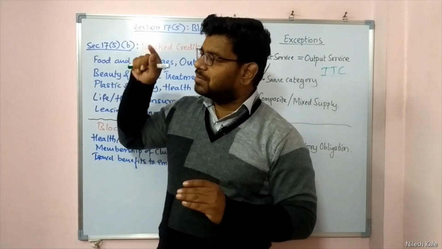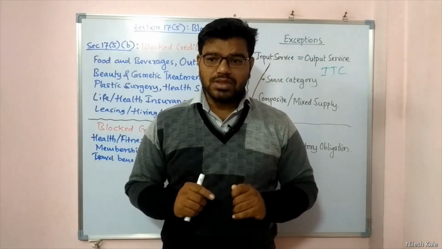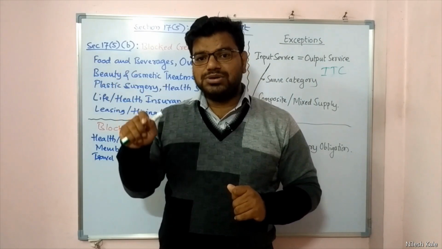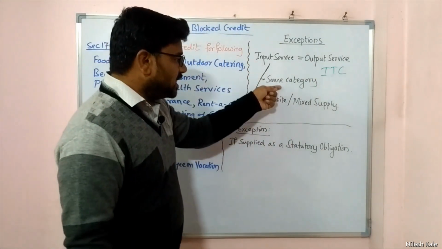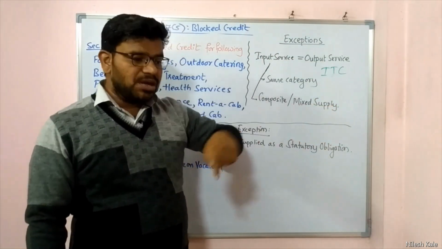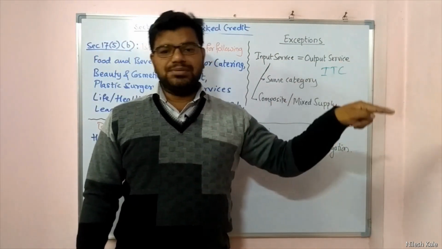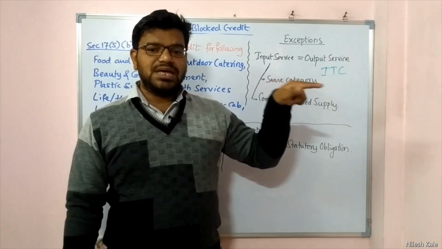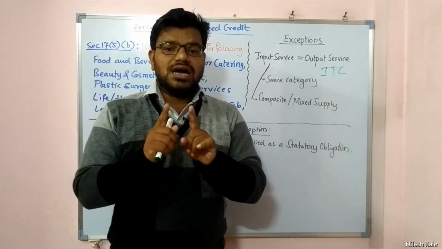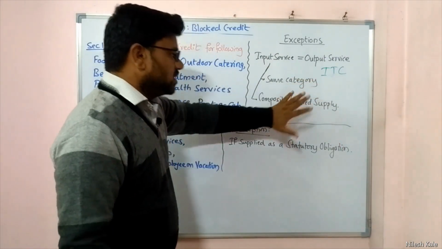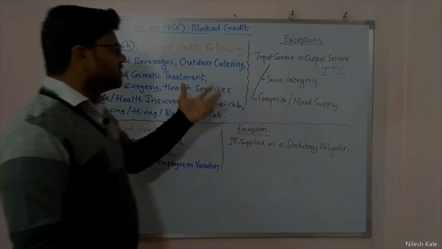I will pay this amount to that person. Whatever taxes I have paid on this, I will get the credit, because I am making the same category of supply. What am I supplying? I am supplying food and beverage, right? So if I am supplying food and beverage, and I have taken input for the same thing, then I am eligible for ITC. This is the best example that everyone gives.